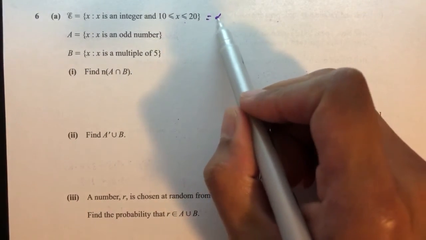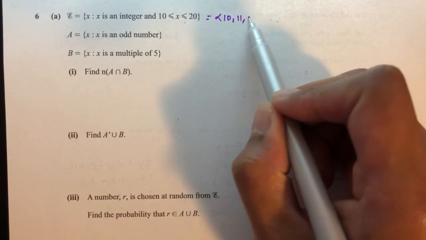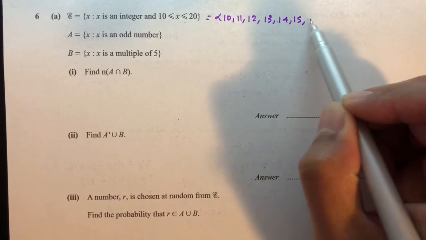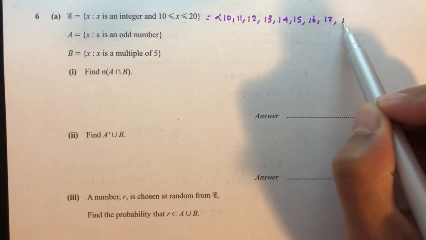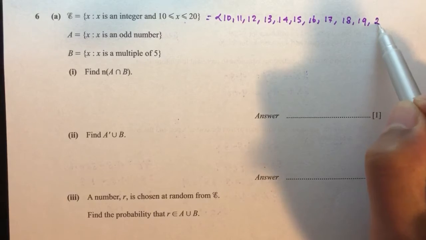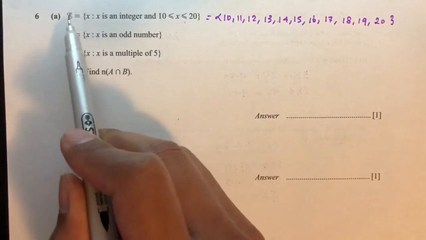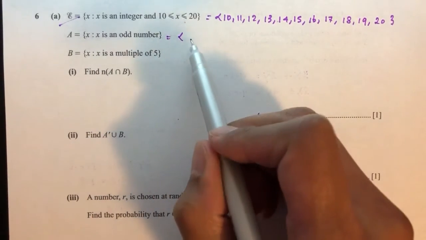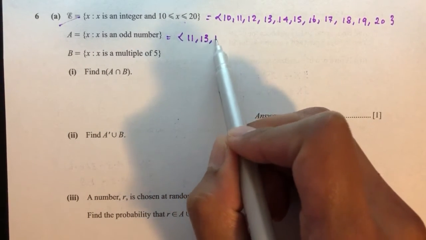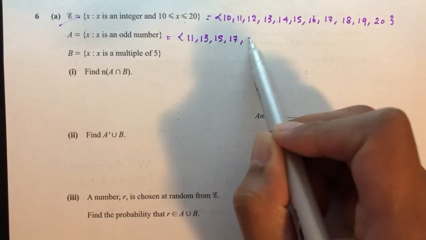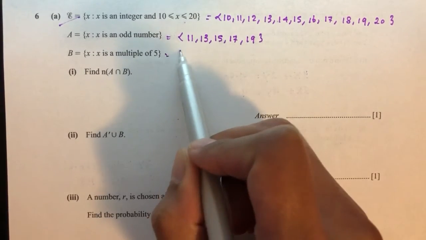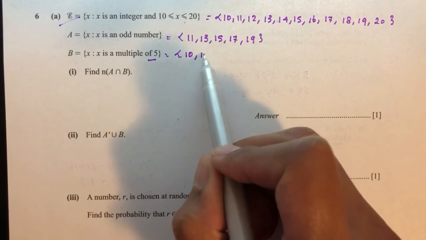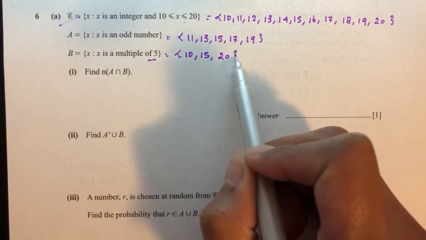Let's write it out. So it will be 10, 11, 12, 13, 14, 15, 16, 17, 18, 19, and 20. That will be the universal set. Now, A will be odd numbers. That will be 11, 13, 15, 17, and 19. Now, B will be multiples of 5. It will be 10, 15, and 20.